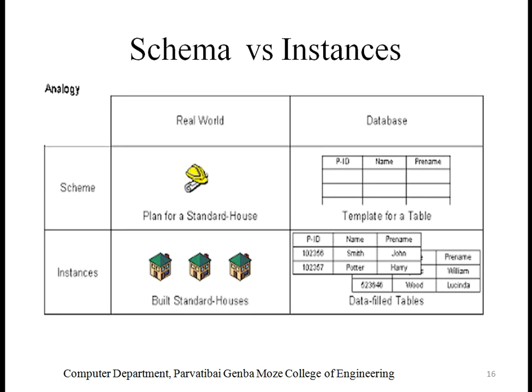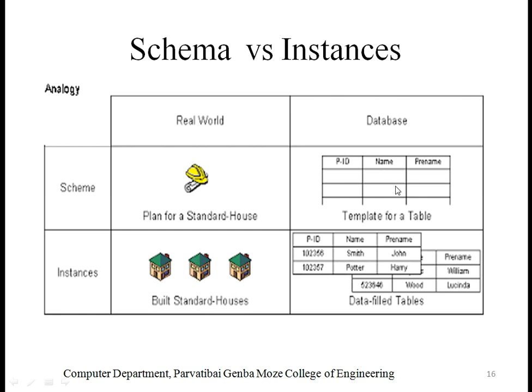Then this is simply schema versus instance. In a schema, the plan for a standard house means we create some plan to develop a house. That is called the schema, right? And what exactly is the instance compared to this? That is the actual house. We can say that's the instance, or it may be the stages of development of your house. Okay, it's stage 1, stage 2, stage 3.